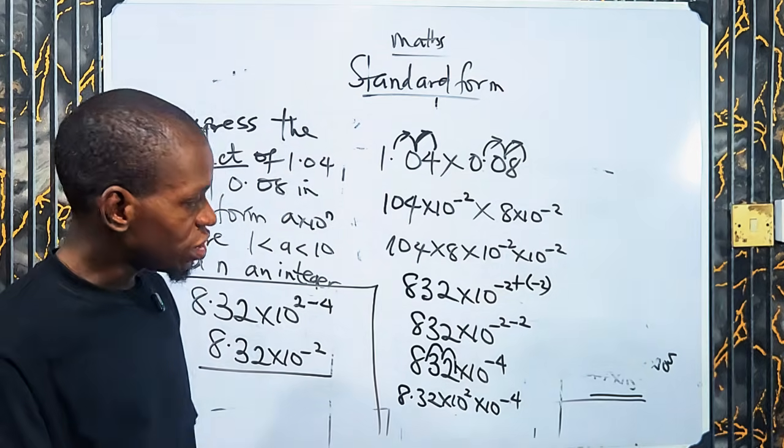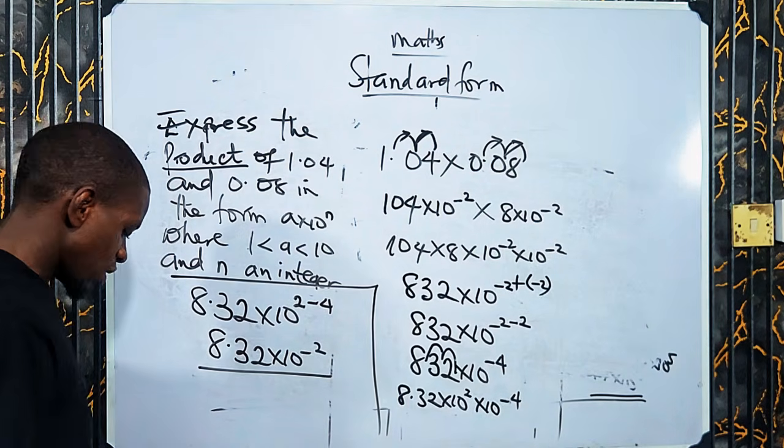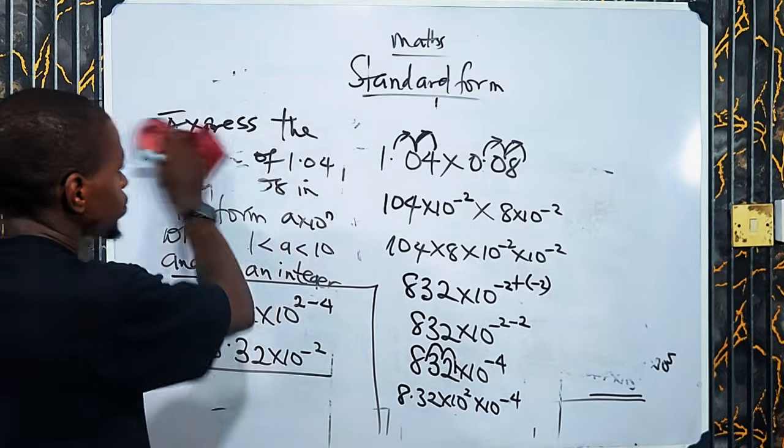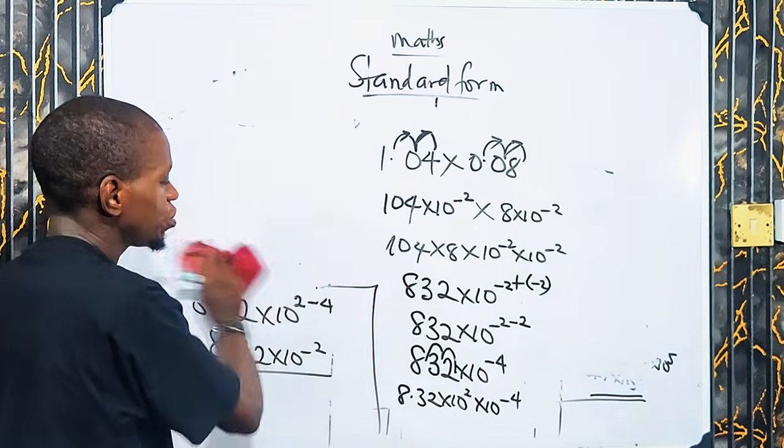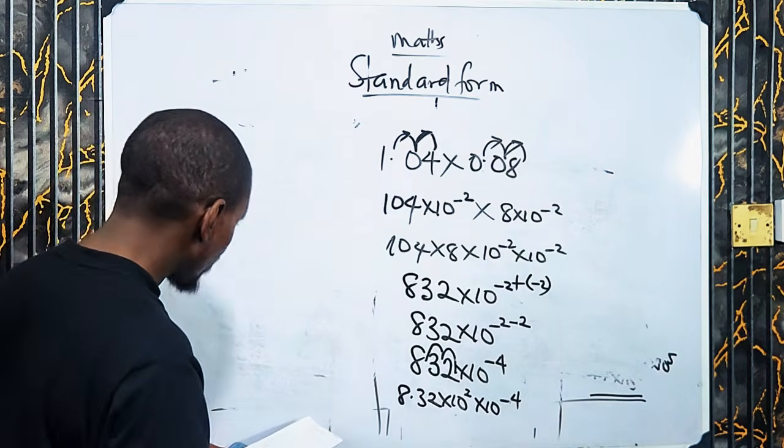So that is for division. So let's look at more examples under this now. Let's look at more examples. Before I go over to division, okay, let's do division first. Let's do division. So you were given something like this.